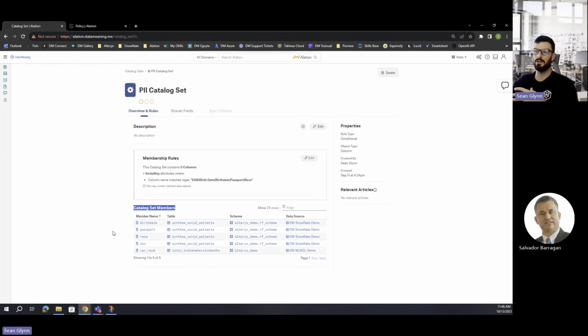So in this case, our environment's not that huge. And based on the criteria I set, it came back with 5 results. So what's going on here is for all 5 of these columns that Alation found, it is going to automatically apply those policies.